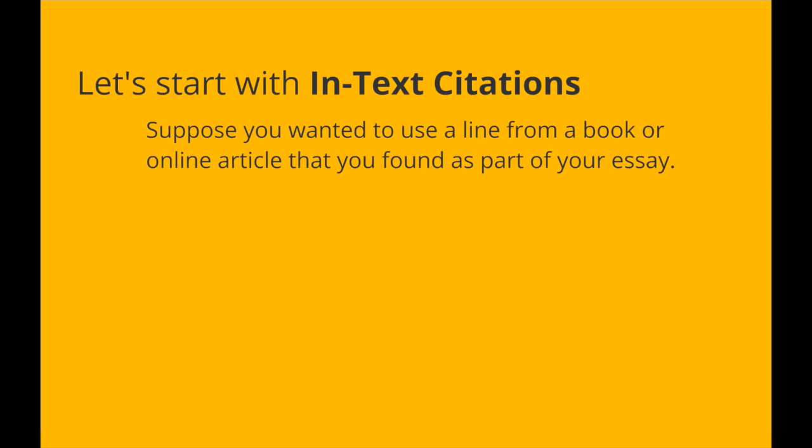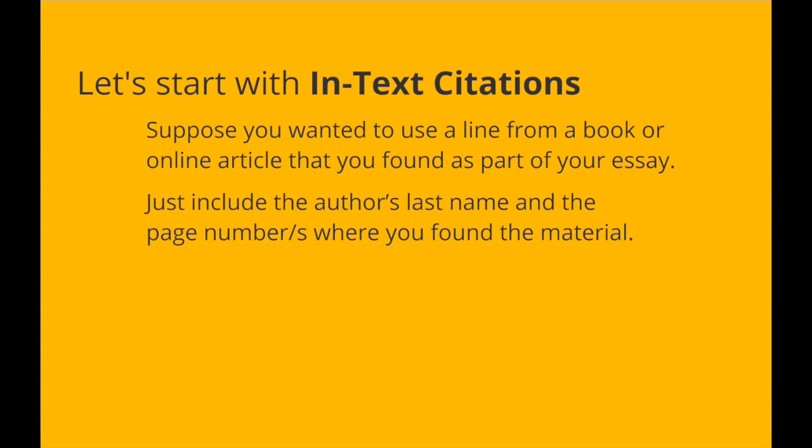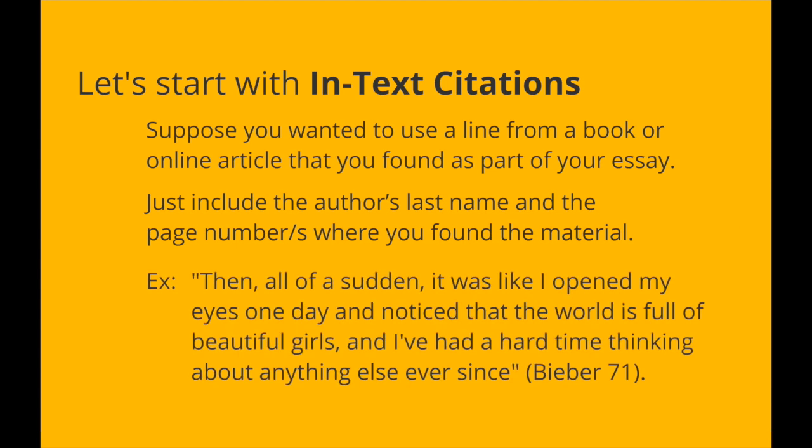So let's suppose you are doing some research and you have a line from a book or a magazine article that you find online, and you want to use it as evidence in a body paragraph. Well, all you're going to do is include that information. You can either paraphrase it in your own words, or if you want to use a direct quote, you put quote marks around it, and then you use the author's last name and the page number where you found that material.